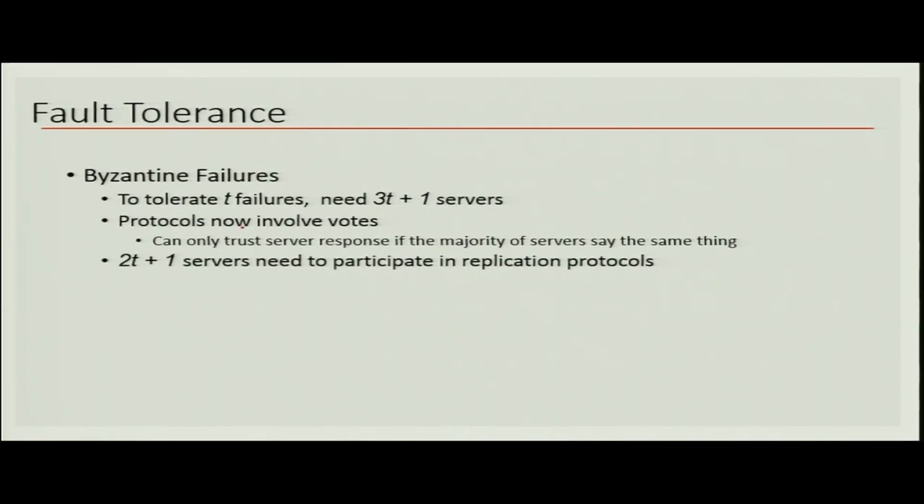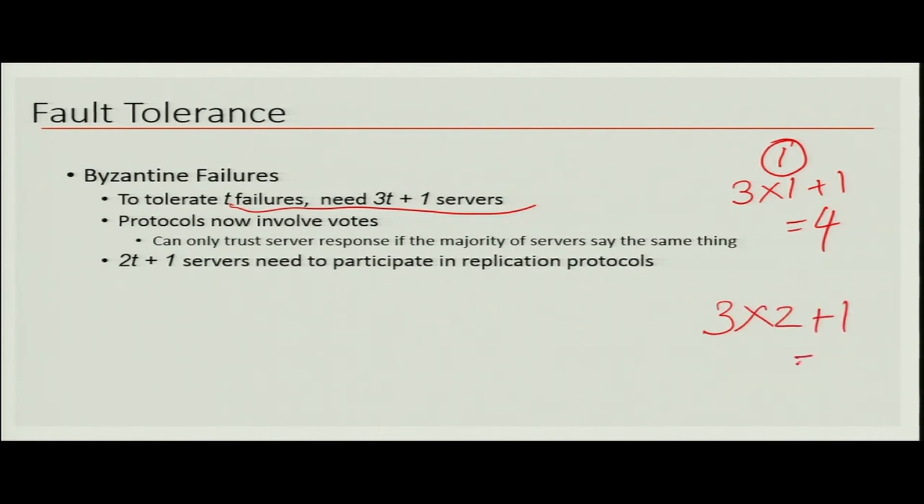So, to tolerate T failures, in this case you will need 3T plus 1. So, we assume that one node goes Byzantine. So, we need 3 times 1 plus 1, that is 4 servers. So, that is what we saw there. But when we saw 2 failures, we saw that 3 times 2 plus 1 is 7, but we had only 4, that is why we were not able to proceed. And so 2T plus 1 servers need to participate in the replication protocol.